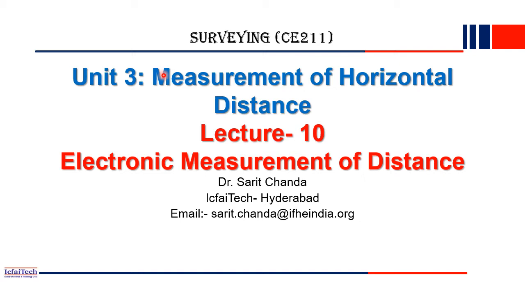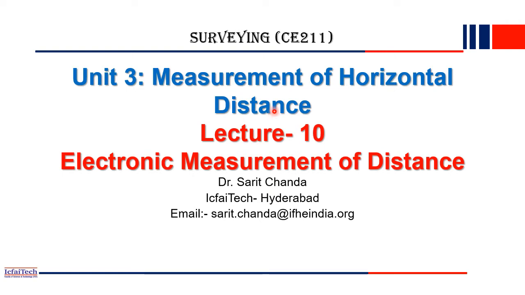Then in the second lecture in unit 3, we discussed the errors associated with horizontal distance. While taking measurements, we will definitely encounter errors in a reading. So in detail we discussed what the different sorts of errors in linear horizontal distance measurement are, and how to overcome them.